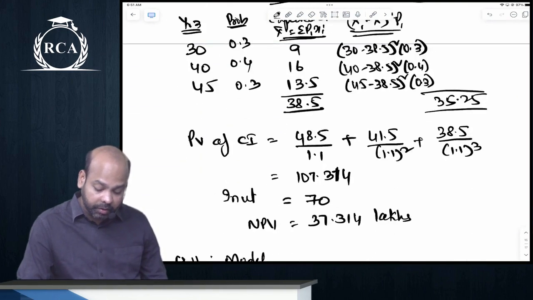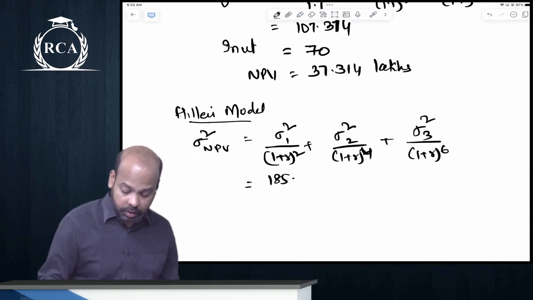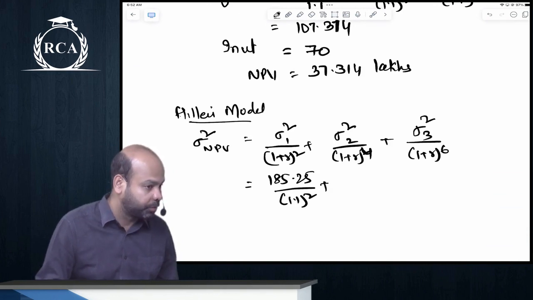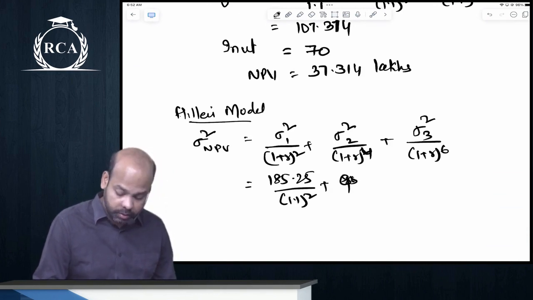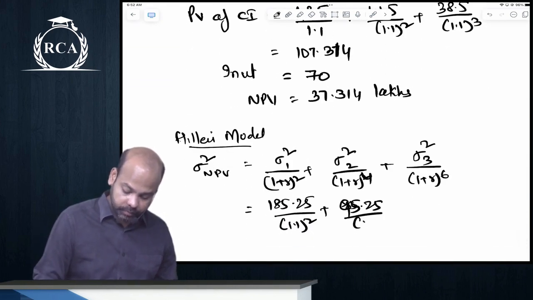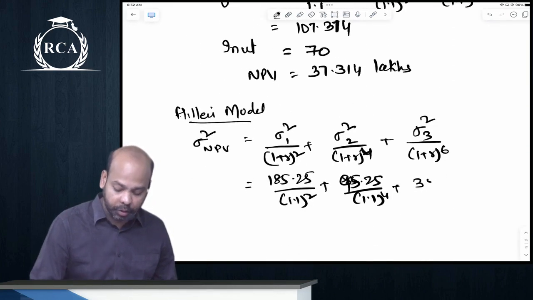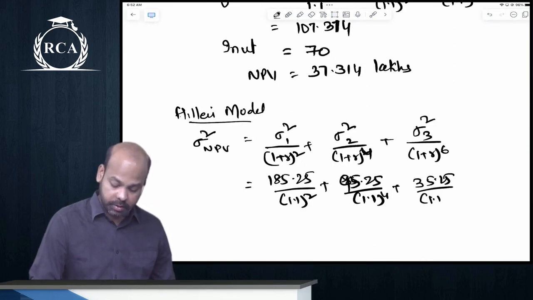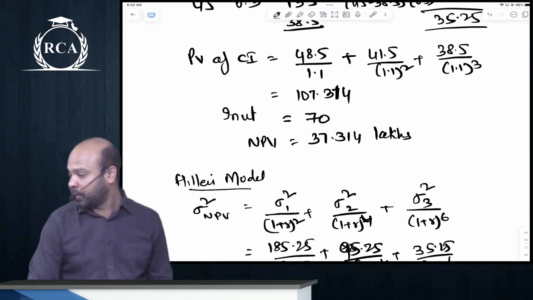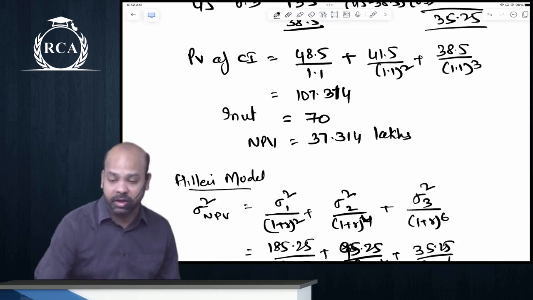How much is variance of first year, beta? 185.25 by 1.1 whole square. Second year, 85.25. Third year, 35.25. All of this, beta, will give us the variance of the NPV distribution, guys. Once we get variance, you can take the root of that and arrive at standard deviation.